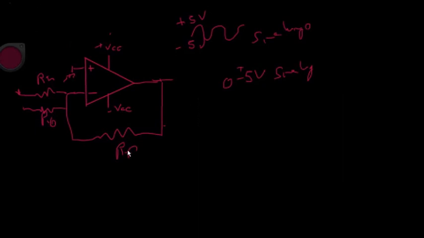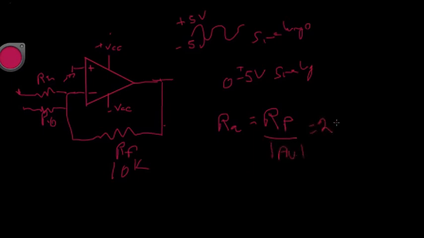So what I'm going to do here, I'm just going to pick a value. I'm going to pick this to be 10k. Now I need to pick RA. So this is my gain, and I want my gain to be 1/2. So that means that R sub A is going to be equal to R sub F divided by the absolute value of my gain. And it's fortunate that I can get a 20k ohm resistor. So R sub A is 20k. The only other thing that I need to do is find R sub B.